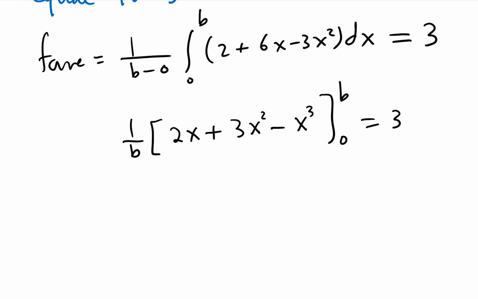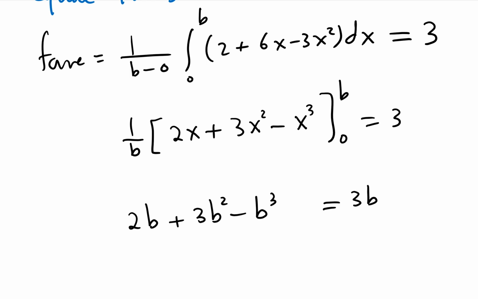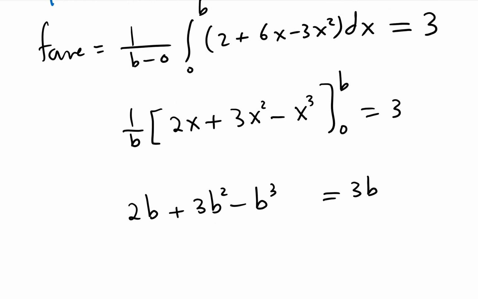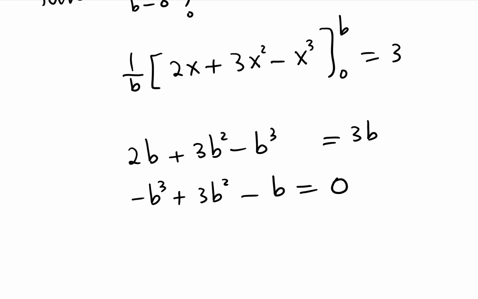You can multiply both sides by b, you get 3b on that side. Substitute the b in: 2b plus 3b squared minus b cubed. Minus, if you substitute the 0, that will go away. And we are solving an equation like this. Keep the negative b cubed, 3b squared, subtract 3b on both sides equals 0. Then multiply both sides by negative. And to easily solve this equation, we could factor a b out.